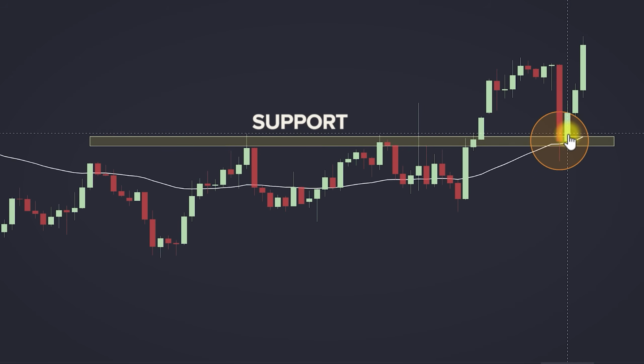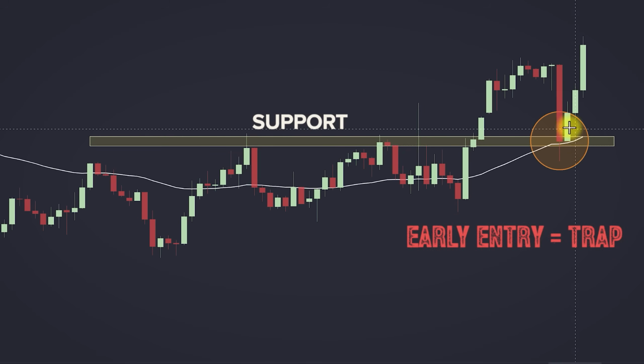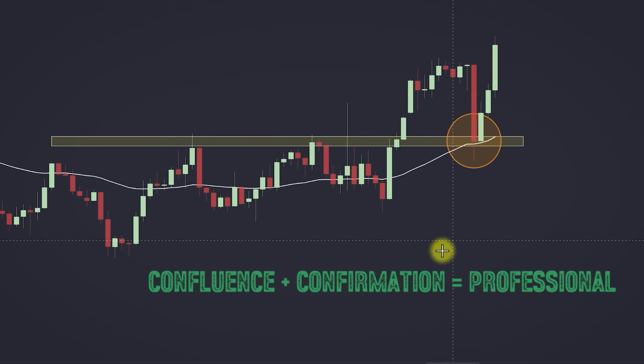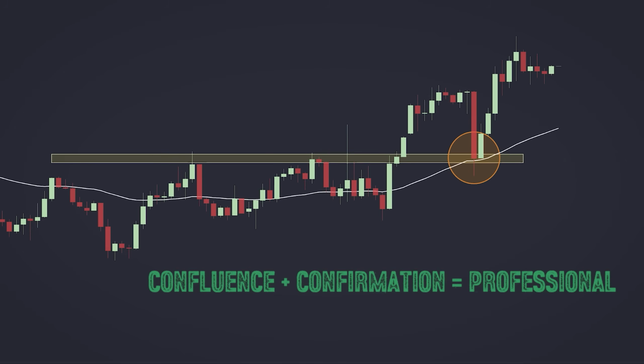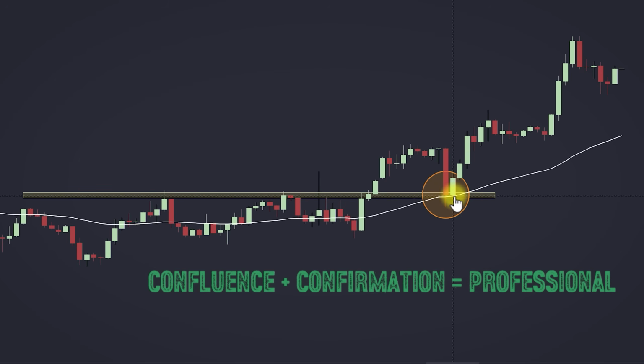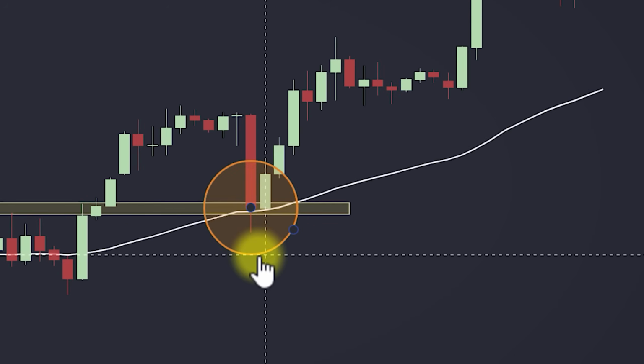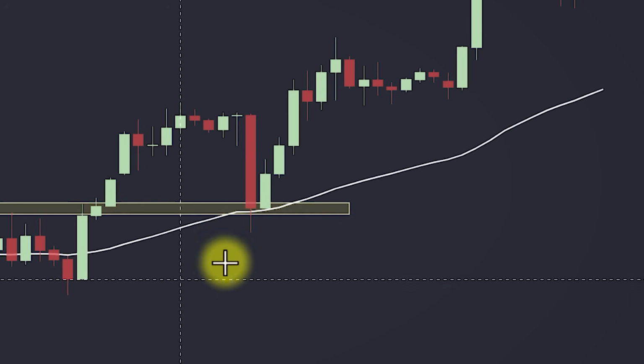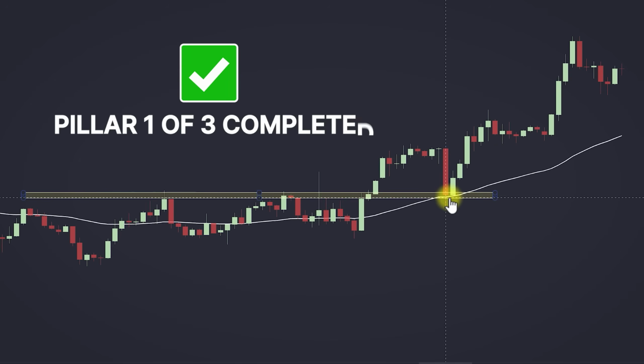But here's the key. This Confluence doesn't mean you trade yet. That's amateur hour. Professionals use Confluence to narrow down where they want to trade. Then they wait for confirmation. This is the difference between hoping and knowing. You're not hoping the level holds. You're waiting for the market to show you that it's going to hold. That's one of the 3 key pillars of this entire system, and we're just getting started.